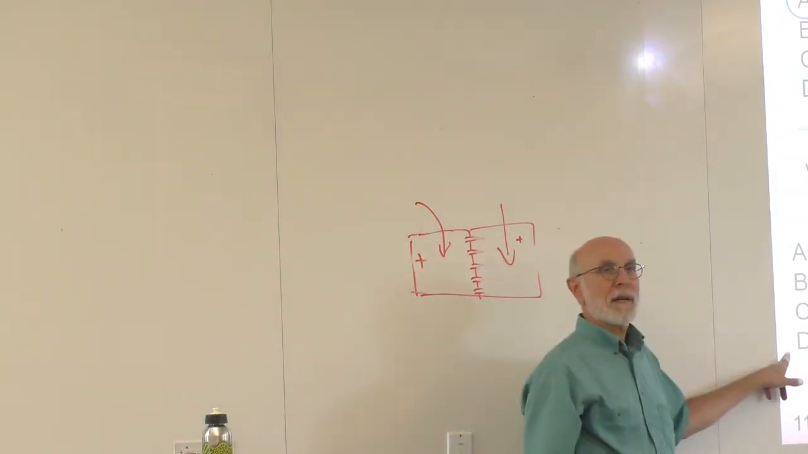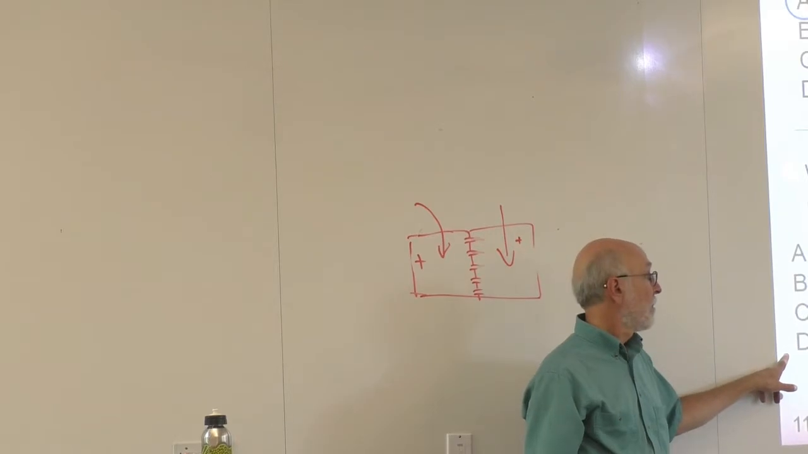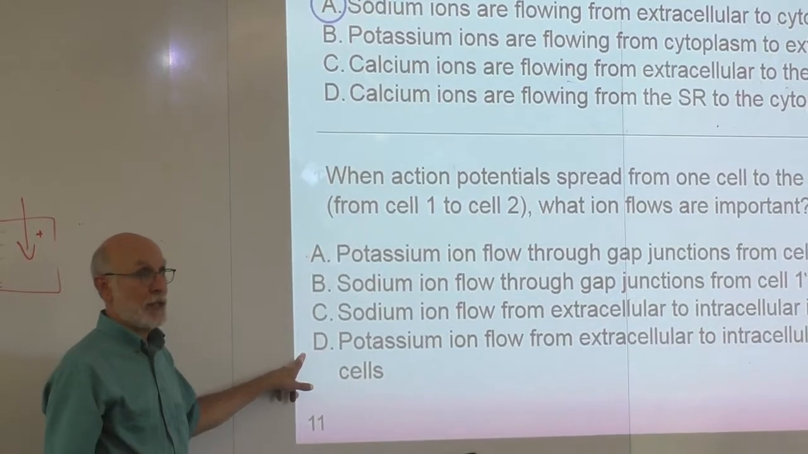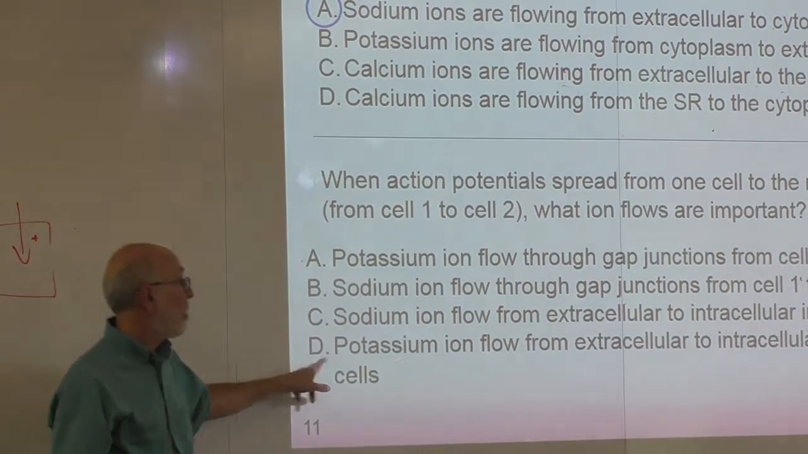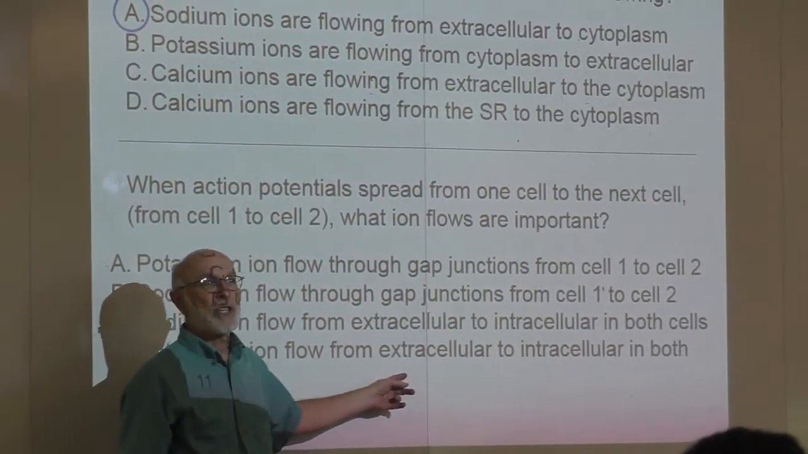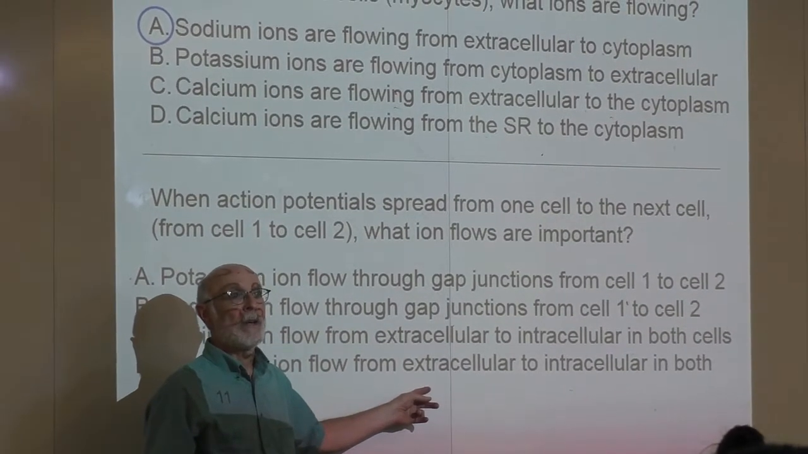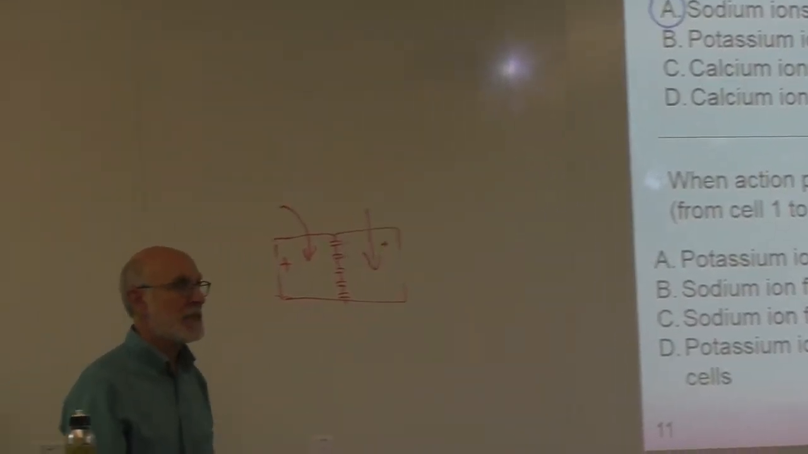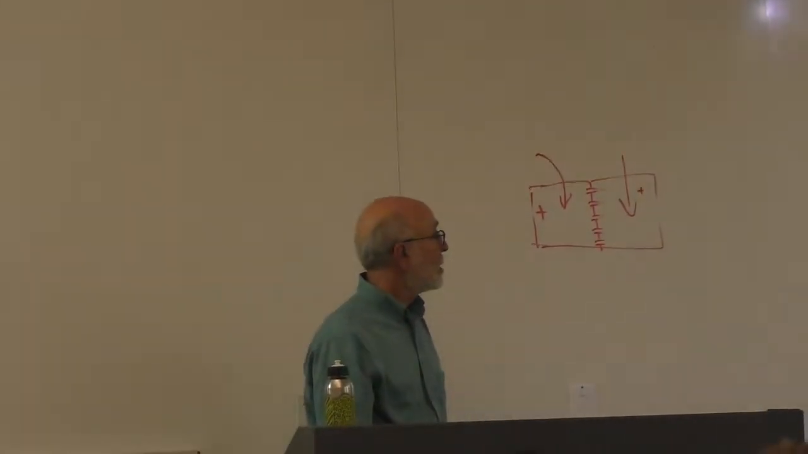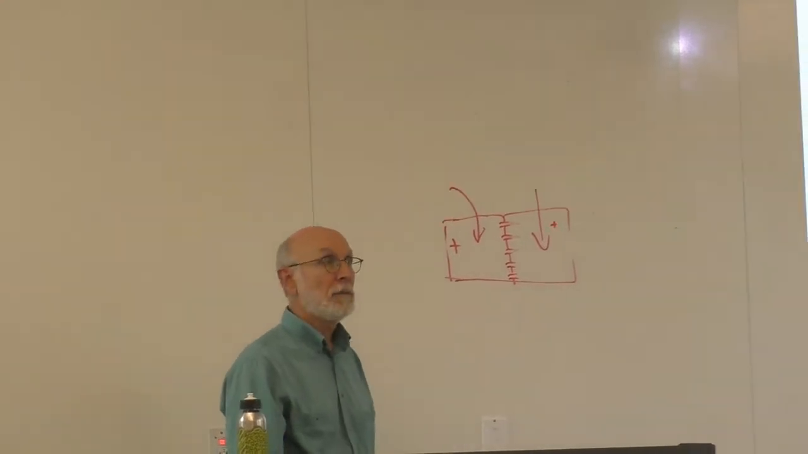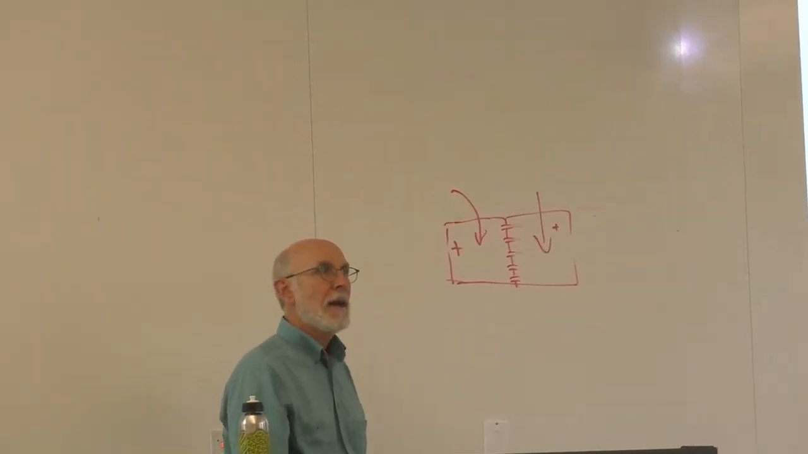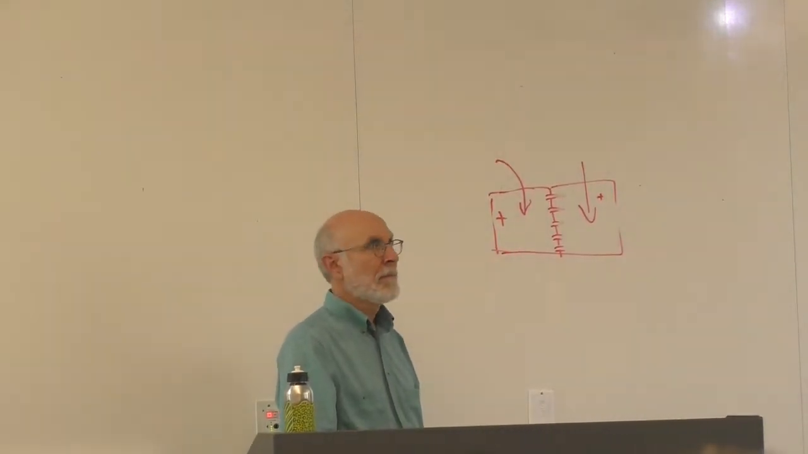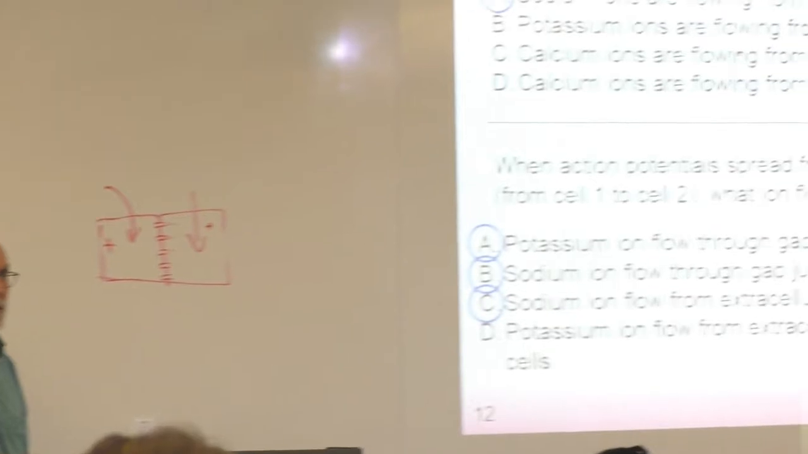Is D a true statement? D is never a true statement because potassium never flows inward through channels. It's always pumped inward through pumps, but it never flows inward through channels. It never happens biologically. So A, B, and C are acceptable. You see why A is definitely correct. B and C you could make arguments here. Questions about this?